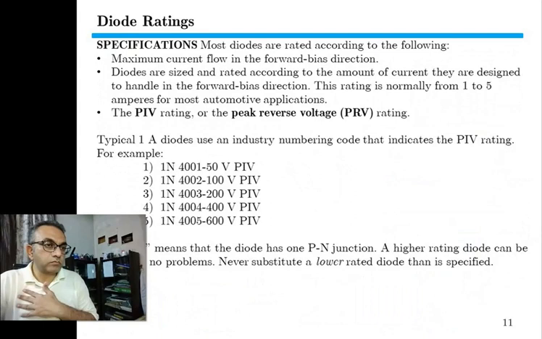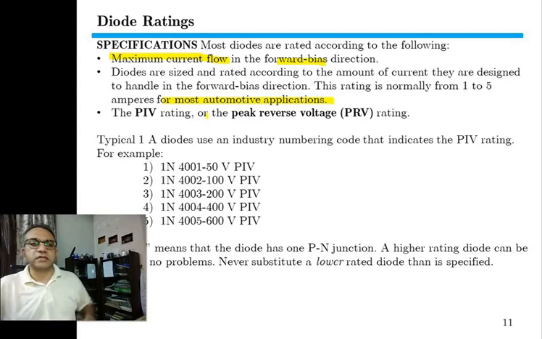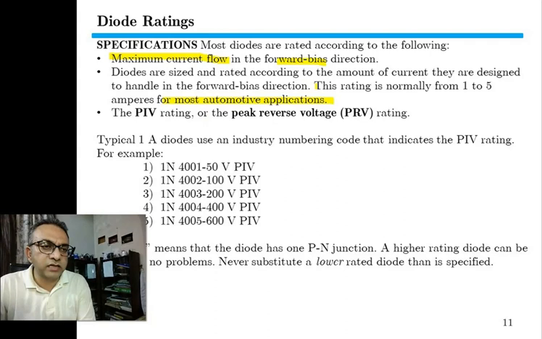Diode ratings. The title of the slide is diode ratings. Specifications. Most diodes are rated according to the following: maximum current flow, that is, how much maximum current can flow when the diode is forward biased. Second, diodes are sized and rated according to the amount of current they are designed to handle in the forward biased direction. This rating is normally from 1 to 5 ampere for most automotive applications. Since this author is discussing electronics for automotive application, the author has written that this rating is normally 1 to 5 ampere. However, we can get diodes even ranging in kilo amperes.